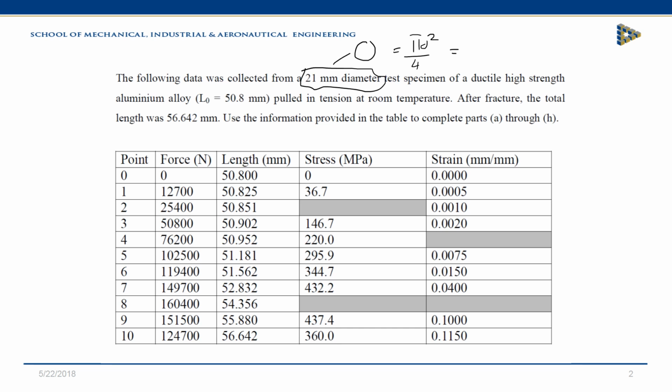If we do that calculation, we find that the area is 0.000346 meters squared. Remember, I always work in meters and newtons to get an answer in pascals, and then I divide by whatever is necessary to get to the right units. Second piece of information is the span length or the initial length, which is 50.8. It says room temperature here, which is an important piece of information. And then the final length was 56.642 millimeters. Okay, so that's the information we're given.